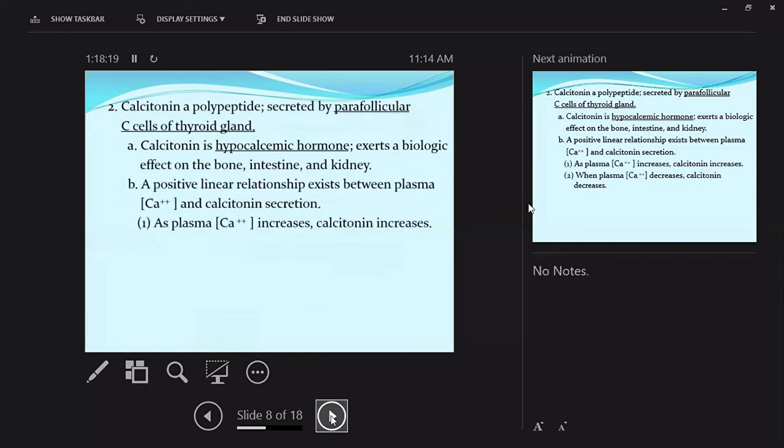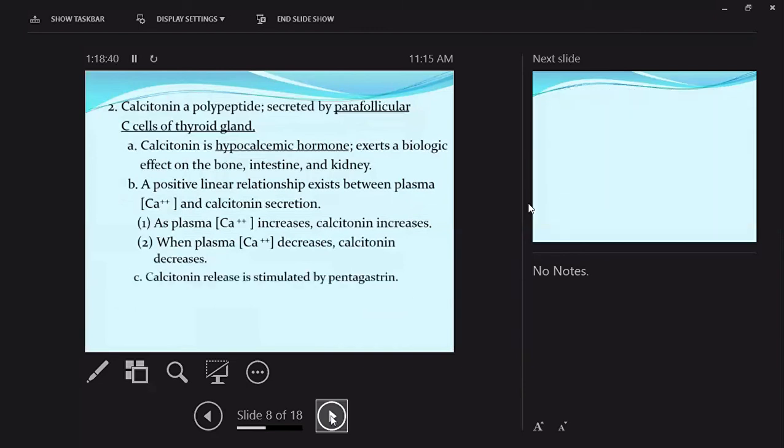There is a positive linear relationship between plasma calcium and calcitonin secretion. As plasma calcium increases, calcitonin also increases. When plasma calcium decreases, calcitonin decreases. Calcitonin release is stimulated by pentagastrin.